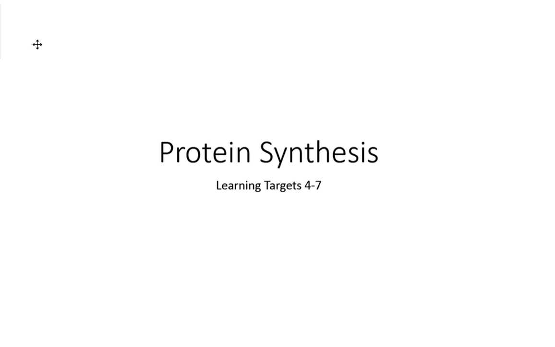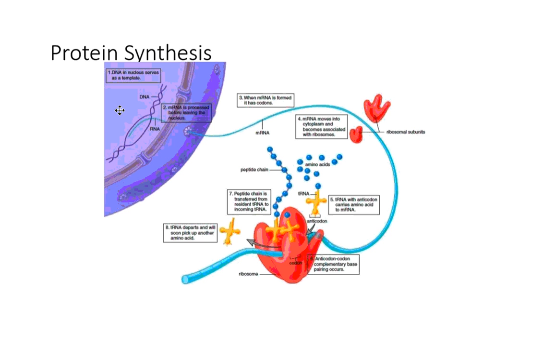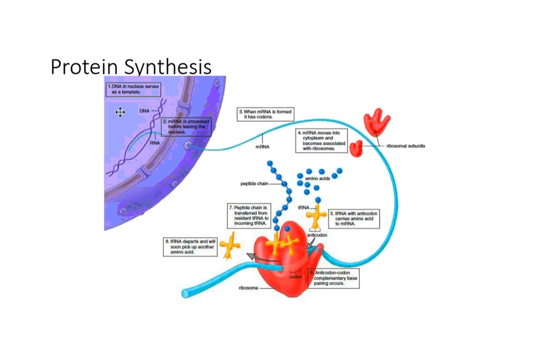This video is learning targets 4 through 7 on the genetics unit, unit 7. And for these learning targets, we'll be discussing the idea of protein synthesis. Protein synthesis is the production of proteins in the cell. Proteins are made on the ribosome. Here's a picture of protein synthesis happening.